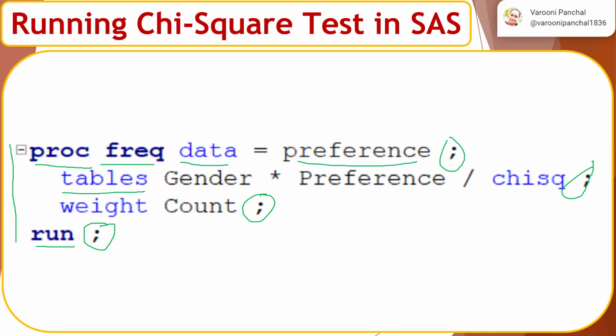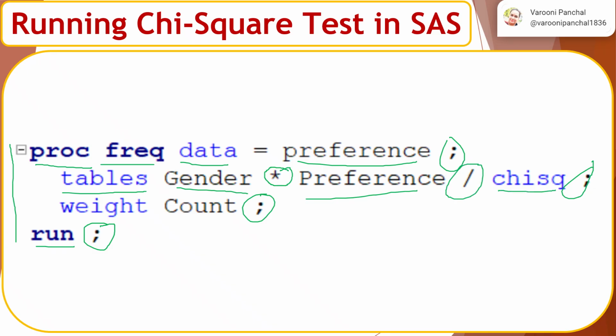This is the tables statement, where I want to check the association between two categorical variables. What are the two categorical variables in our data set? One is gender and the other is preference. So we will use these two variables. I want to check whether there is an association or not. For that I will use this star sign, and I will use the slash and write chi-square.